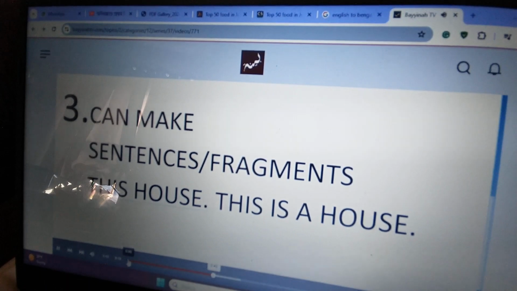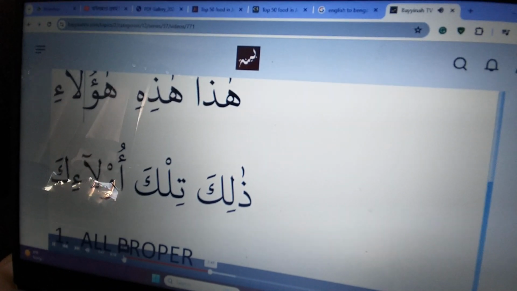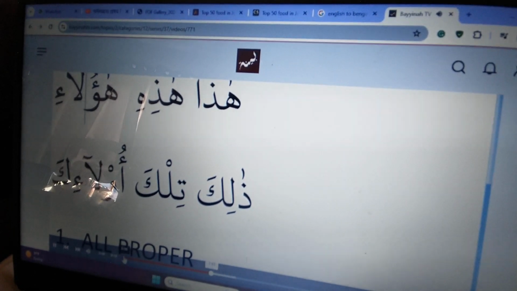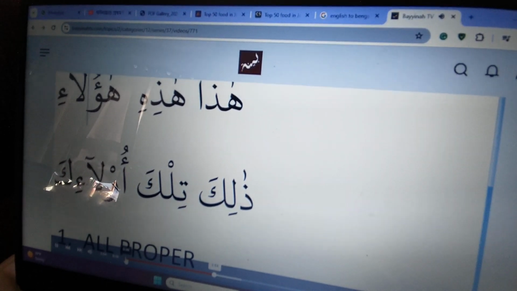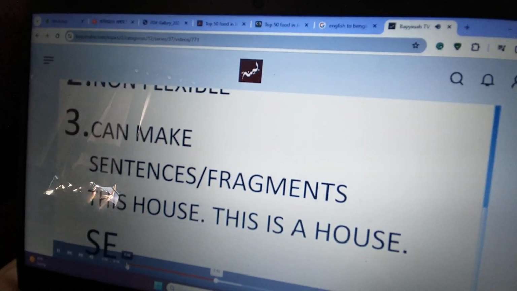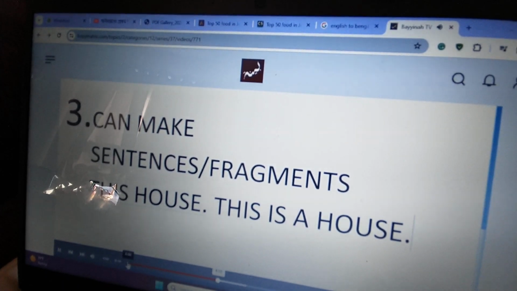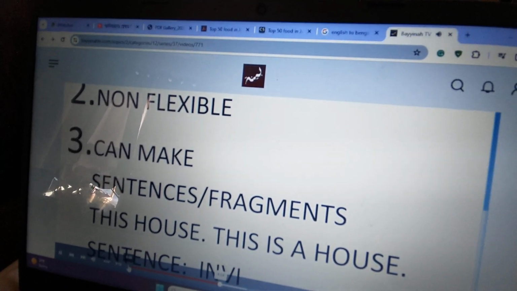Okay, so we want to use these pointers, these few words that I just taught you, hada, hadihi, ha'ula'i, dhalika, tilka, and ulaika. You want to be able to use them to make a sentence, and you want to be able to identify when they're being used as a fragment, which means there's no "is" in between them. So what does sentence mean? Sentence means there's an invisible "is."